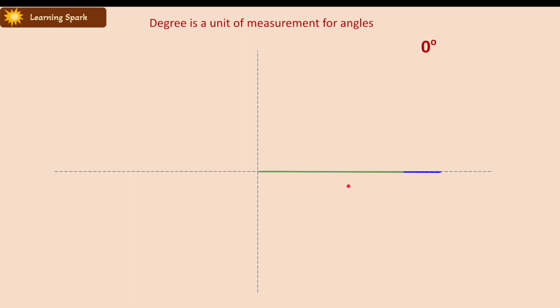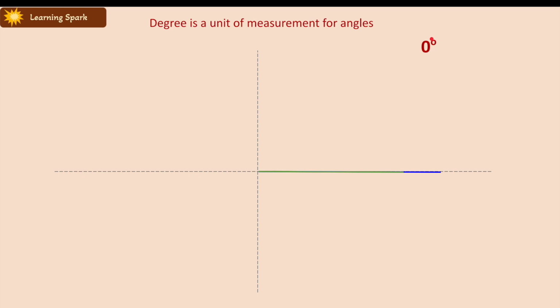Okay, we start with two lines. One is blue and one is green. And these two lines you see that overlapping each other. First the blue line is there, then the green line is there. So there's no angle that is formed between them. That is why we are calling that the angle is zero here.